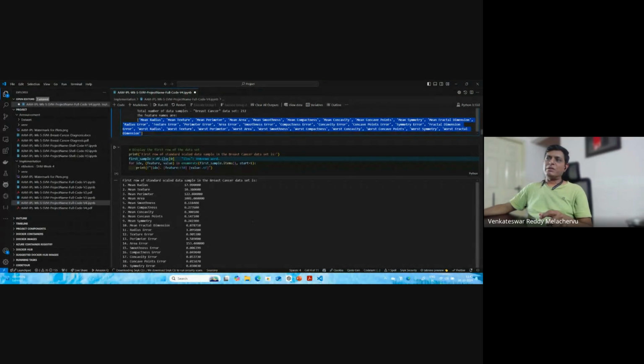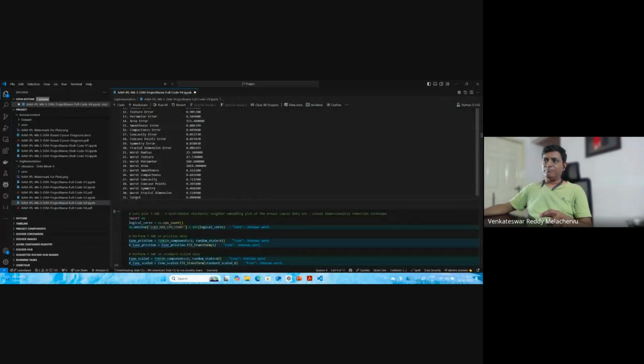TSNE, the T-distributed stochastic neighbor embedding, is one such technique. The T-distributed part comes from the Student's t-distribution, based on a paper from the 60s by one professor, I don't recollect his name, who had the same quest I just described: how can we represent multidimensional data visually to see the distribution, to predict or identify some pattern? At the time, there were no machine learning algorithms or dimensionality reduction techniques, right?